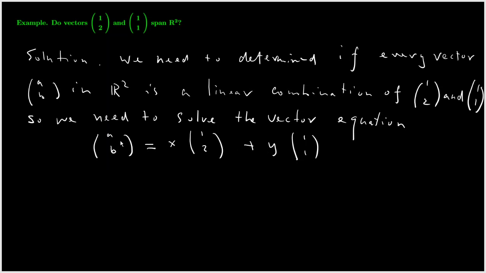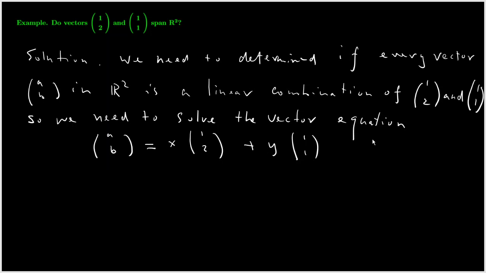Again, to say the vector (a, b) is a linear combination of (1, 2) and (1, 1), you have to show there are numbers x and y such that the equation is valid. We have seen that many times already, right? This will be converted to a system of two linear equations in two unknowns. The two unknowns are x and y. You treat a and b as constants.